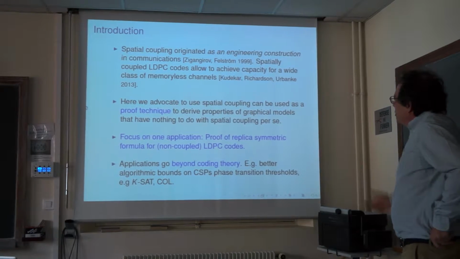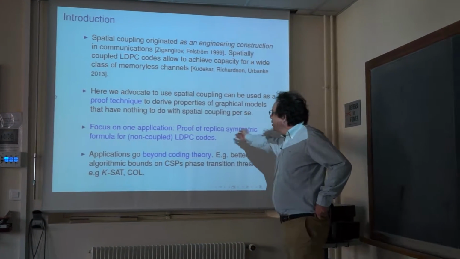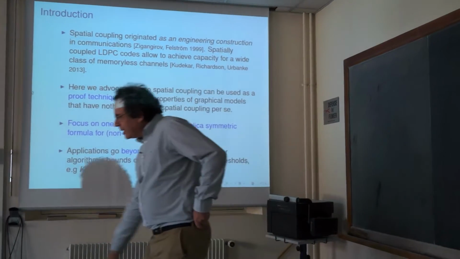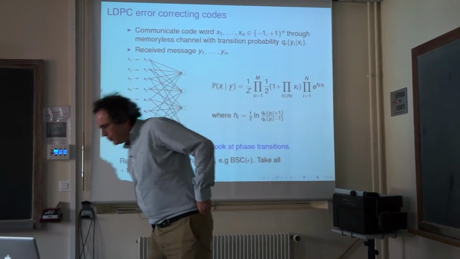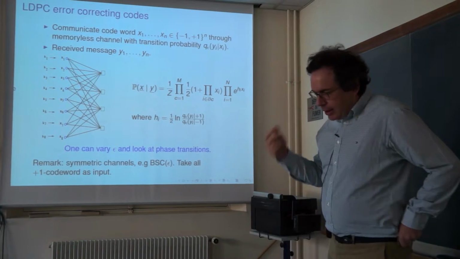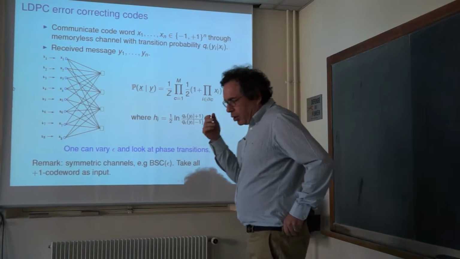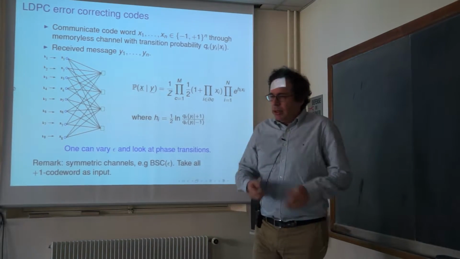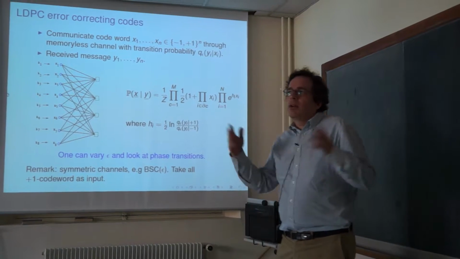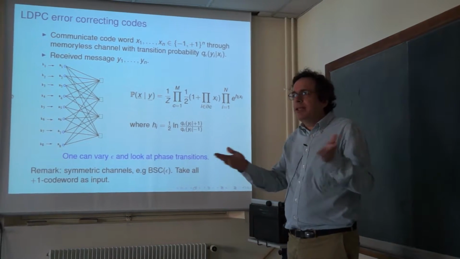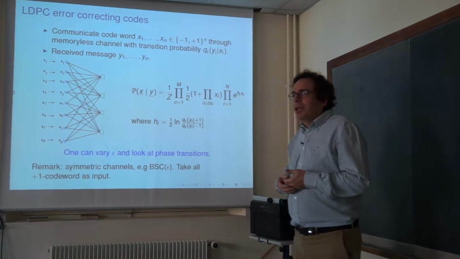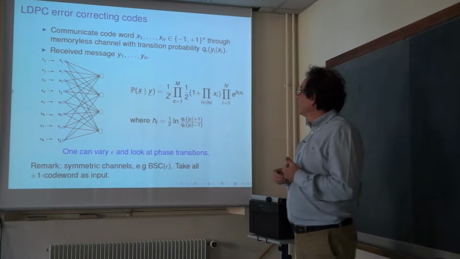What I want to show is a proof of the so-called replica symmetric formula for non-coupled LDPC codes. The replica symmetric formula that I'm going to prove allows you to compute exactly the conditional Shannon entropy for an LDPC code when you use it for communication over a general channel. I won't limit myself to the BEC. I'll take essentially any binary input, memoryless, output symmetric channel.